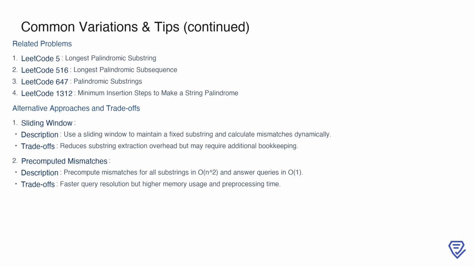As for alternative approaches, one option is the sliding window method, where you maintain a fixed substring and calculate mismatches on the fly. This eliminates the need for repeated substring extraction, optimizing performance. However, it does require additional bookkeeping. Another approach is to pre-compute mismatches for all substrings. While this allows you to answer queries in constant time, it's more memory intensive and involves a higher pre-processing cost, so you need to weigh these trade-offs carefully.